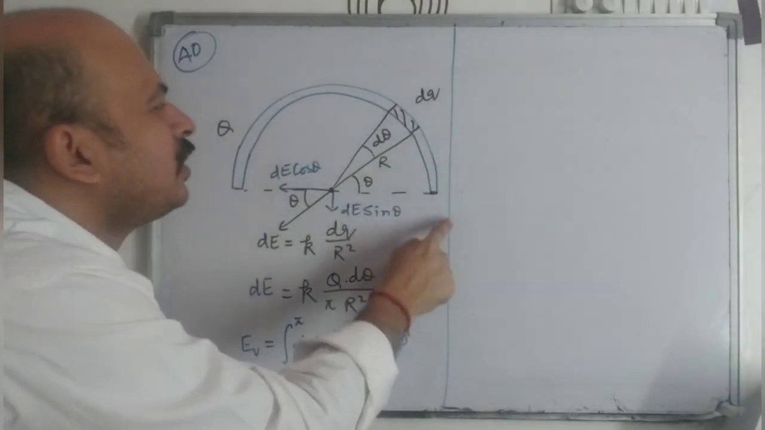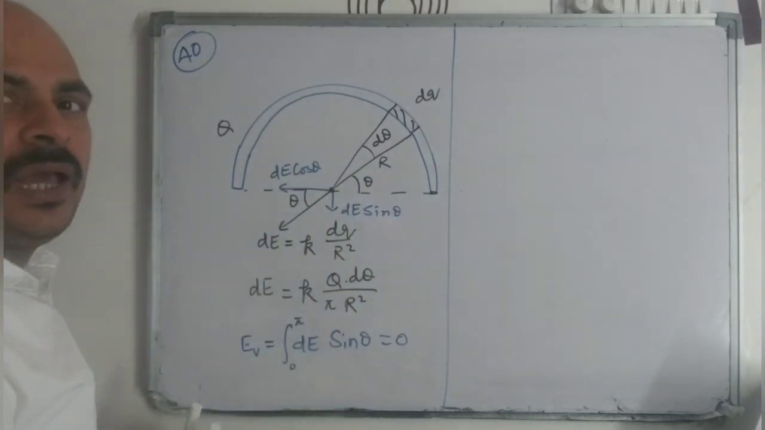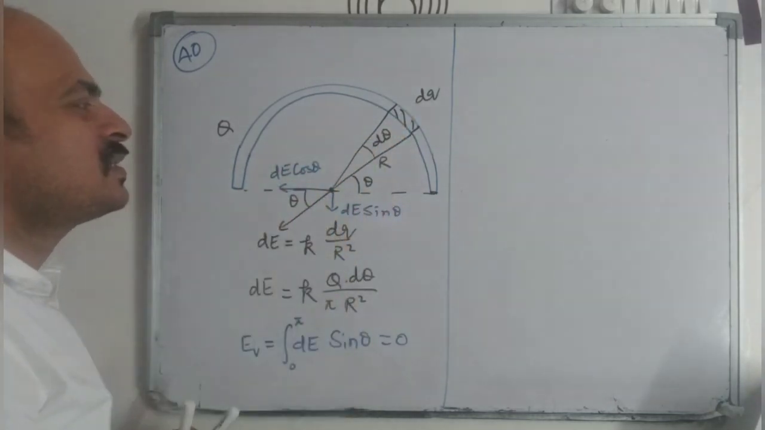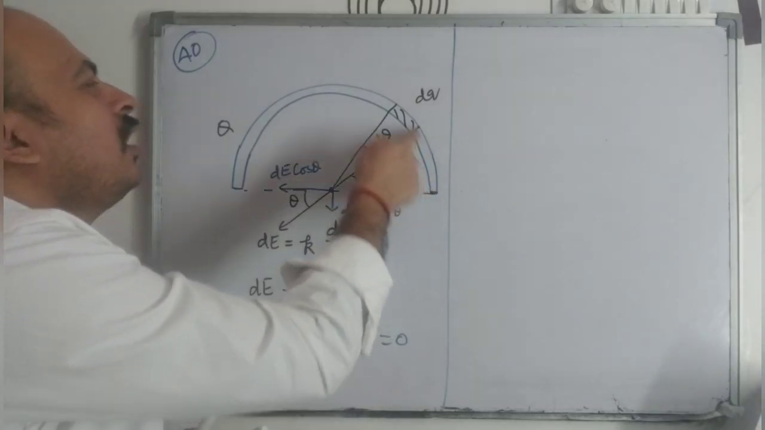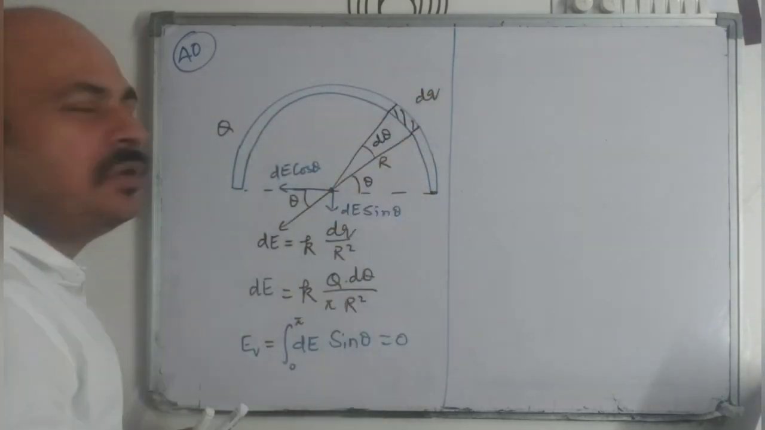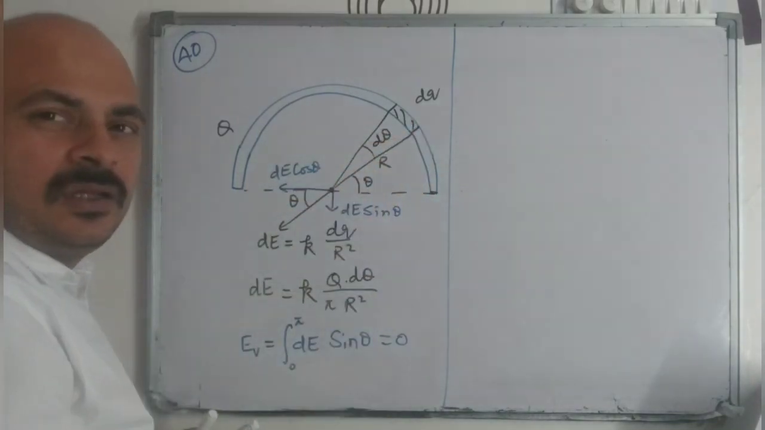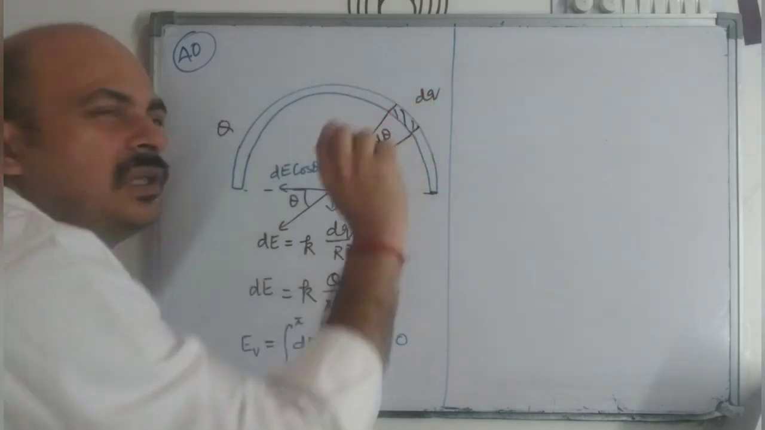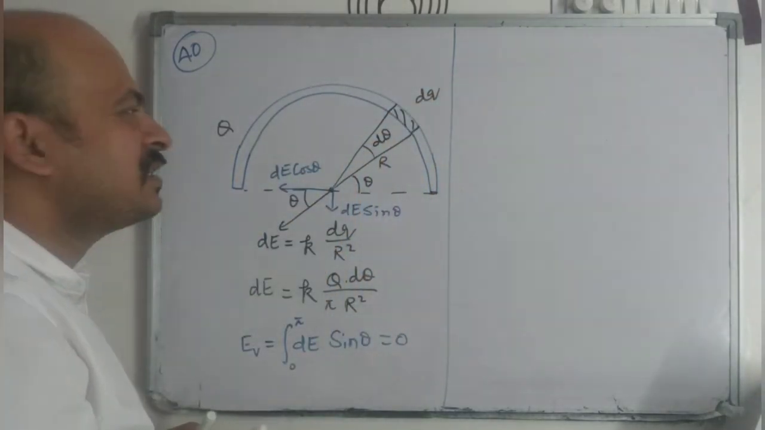There is a semicircular ring having charge q, radius r. We have to calculate the electric field at the center of the ring. So if we take a small element dq in that ring at angle theta from the horizontal, then this element is very small, so d theta will also be very small.